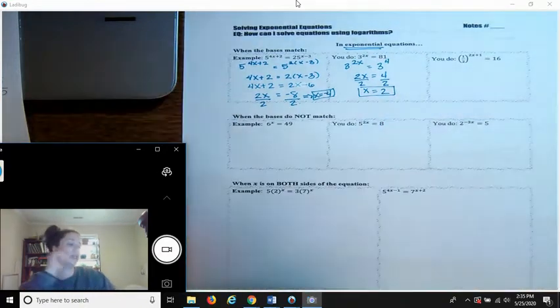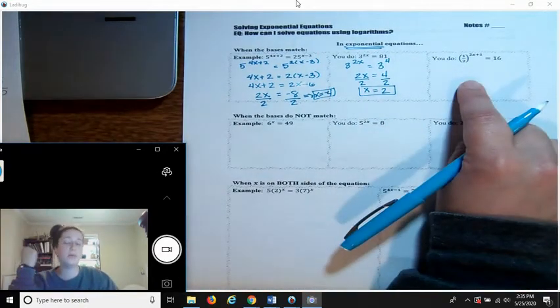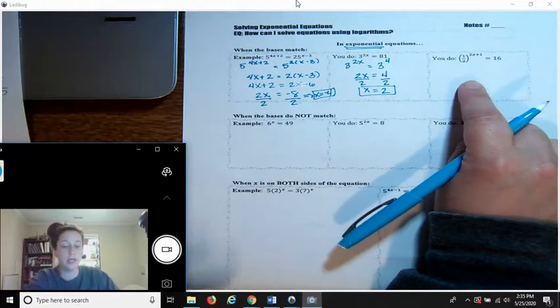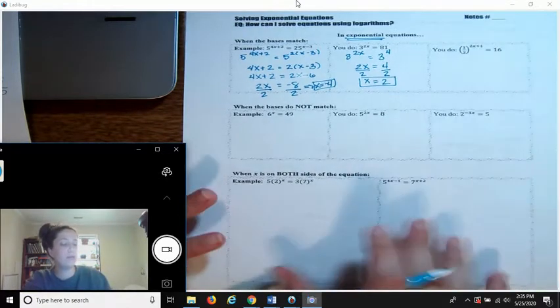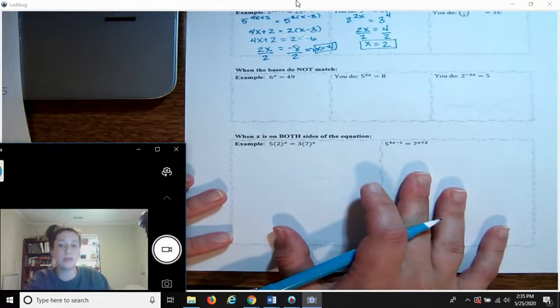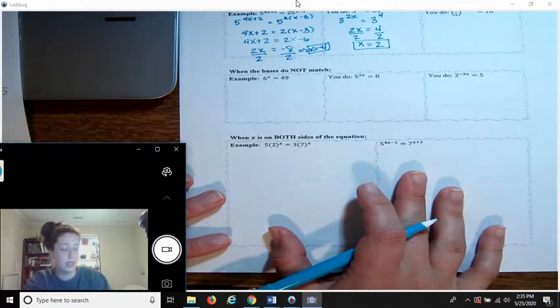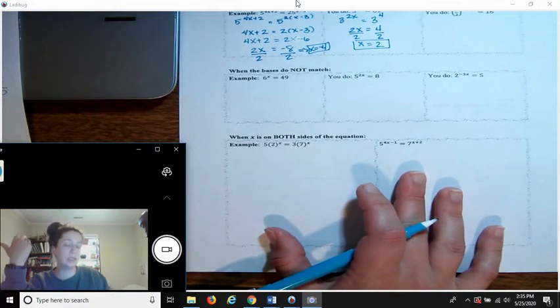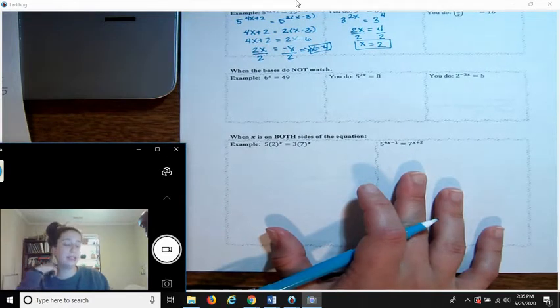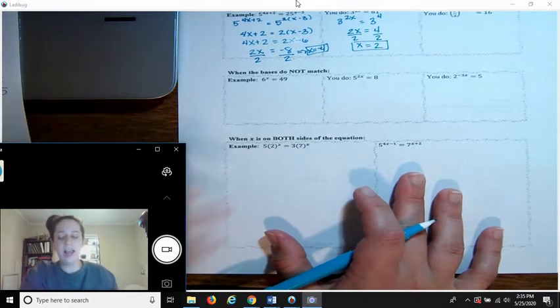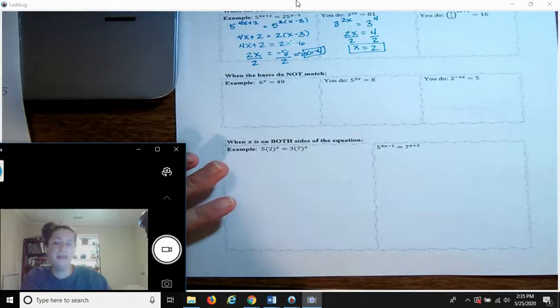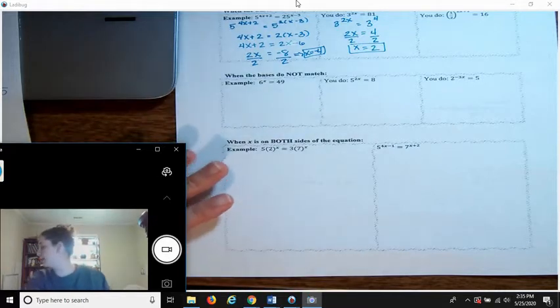Then I want you to try this one on your own. I'll post solutions so you'll see what it is. Now, we also can do this when the bases are not the same. This isn't impossible. What we want to do in this case is rewrite it in terms of a logarithm. This should be in your formula packet.